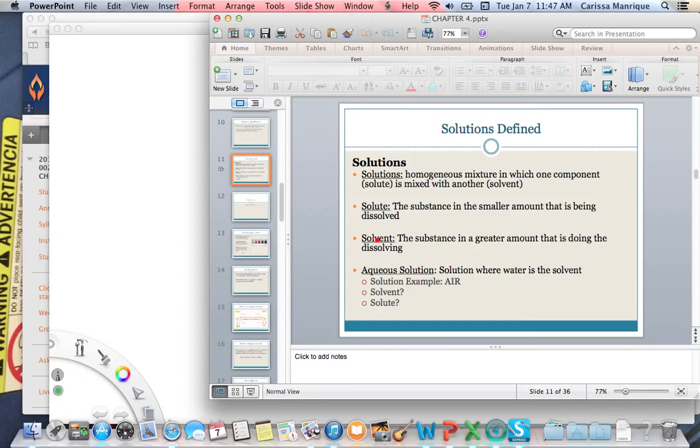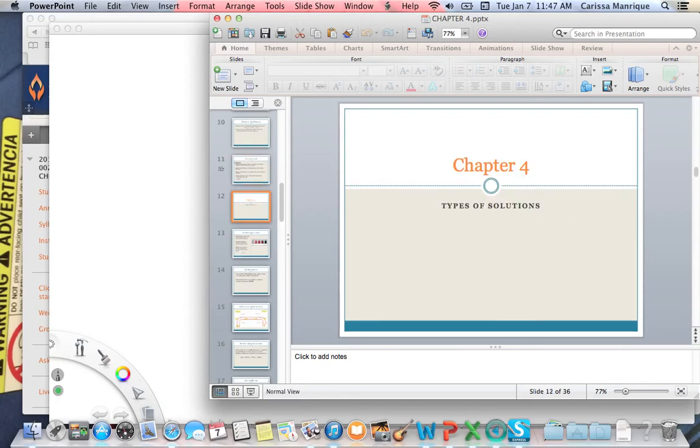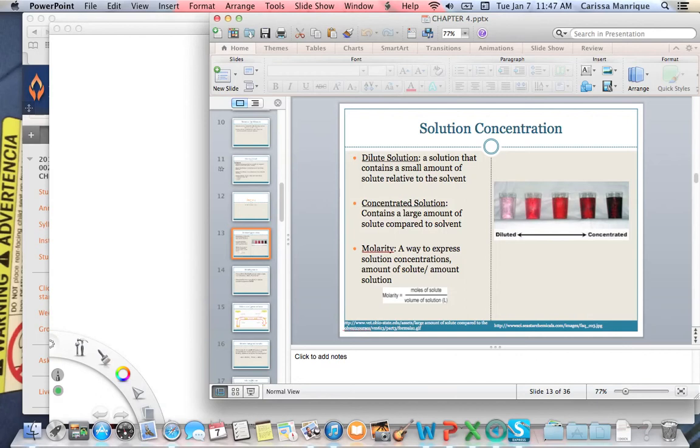You'll hear solvent used a lot. A solvent is basically what you're using to dissolve something, like water. Water is sometimes called the universal solvent because it's used quite a bit. There's a dilute solution and a concentrated solution. A dilute solution means you don't have a whole lot of solute in there, and concentrated means you have a whole lot of solute in there.